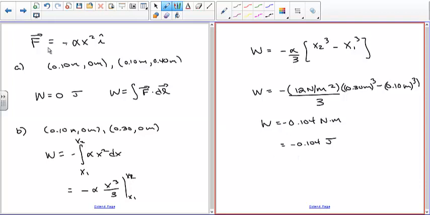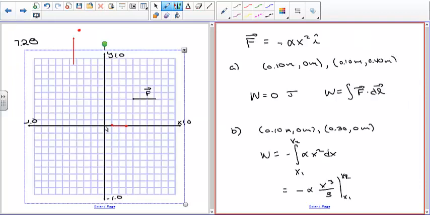Again, this makes sense because from an energy perspective, if you have a negative work, then you have an increase in potential energy. So as we go this way, we're moving in the direction opposite the force, and that means an increase in potential energy.